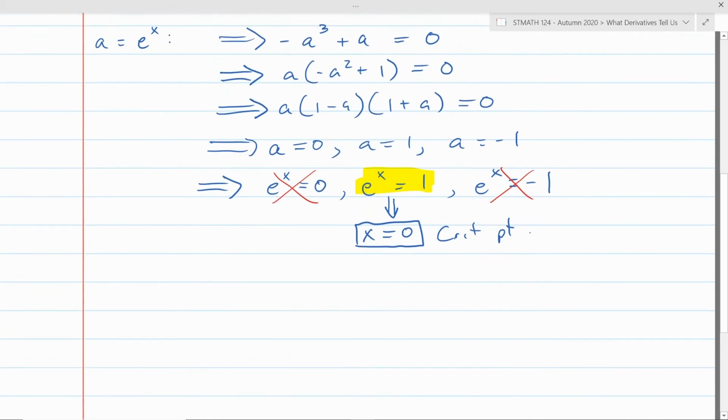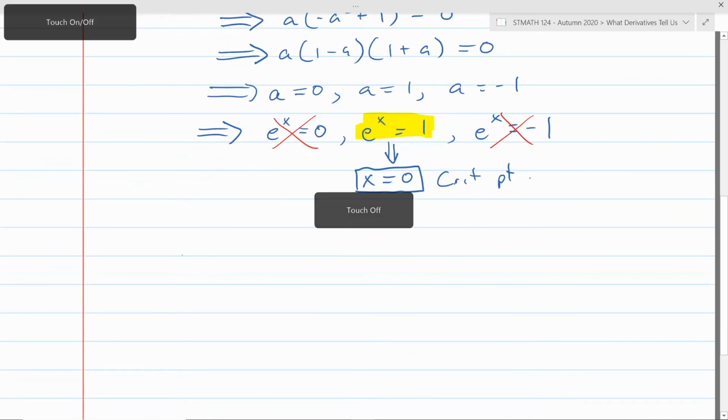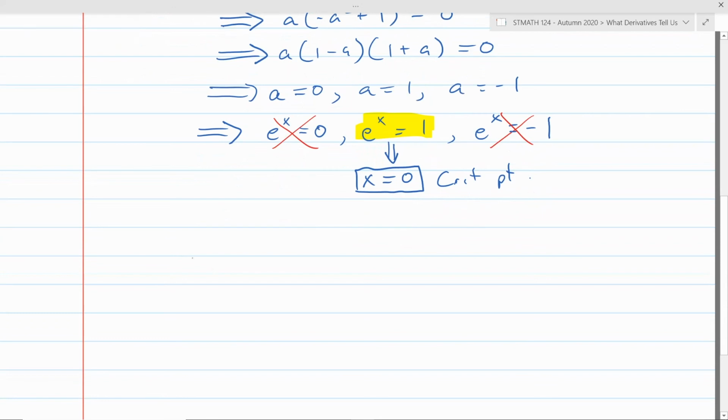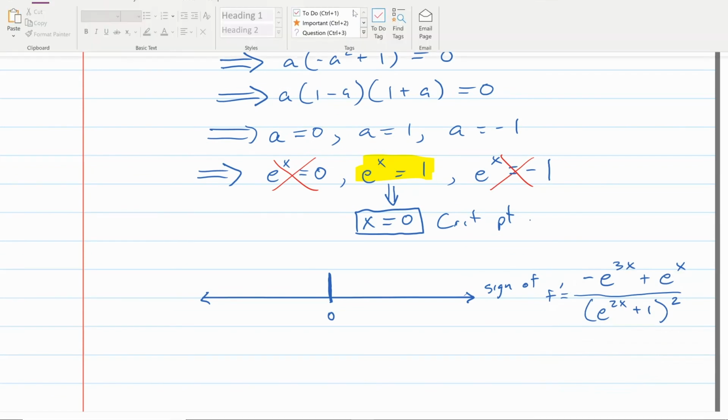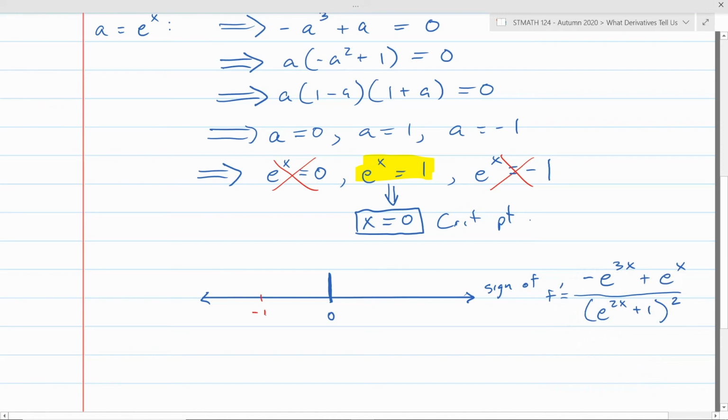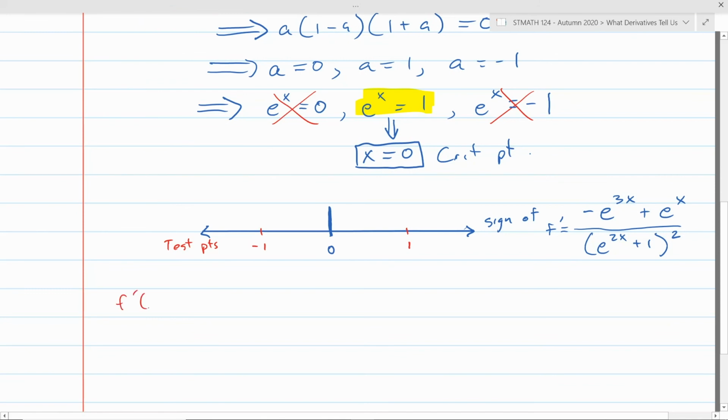So this should make it a little easier to analyze the sign of the derivative. Let me draw my little number line here. We have put that one critical point on here at 0, and we're going to be analyzing the sign of f prime. Okay, so I need to put in a couple of test points into the derivative. Let me plug in negative 1 and positive 1, seem like reasonable choices. If I plug negative 1 into that derivative, f prime at negative 1, I'm going to get negative e to the negative third power plus e to the negative first power, over e to the negative 2 plus 1 squared.